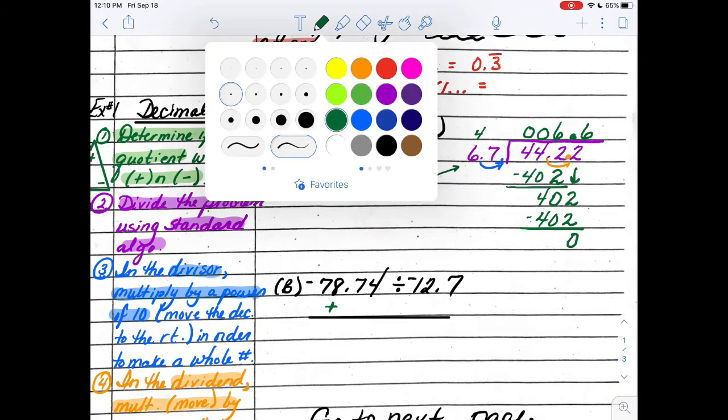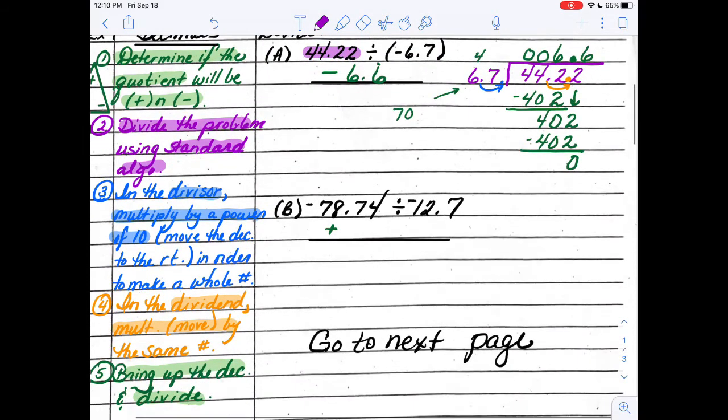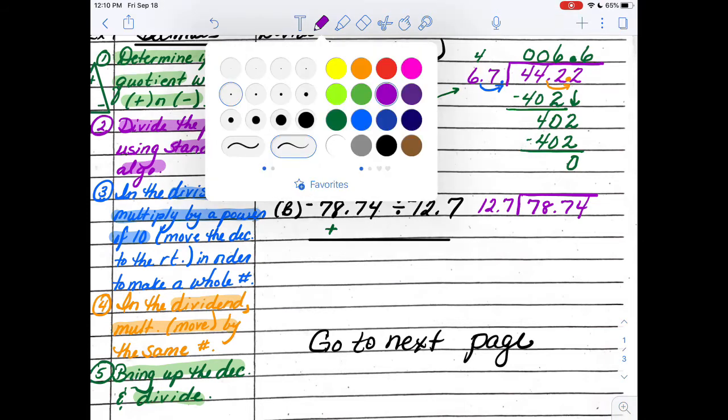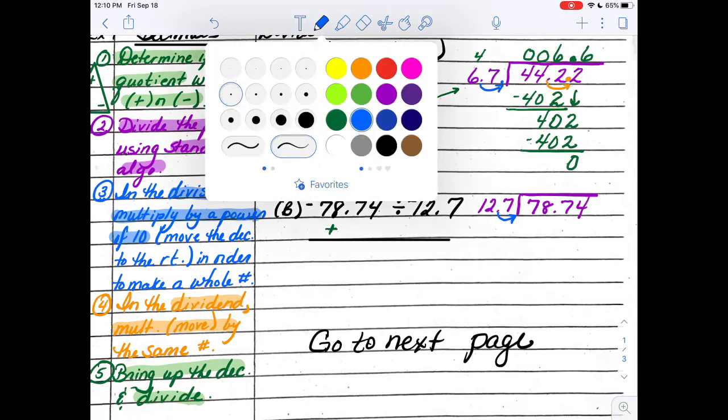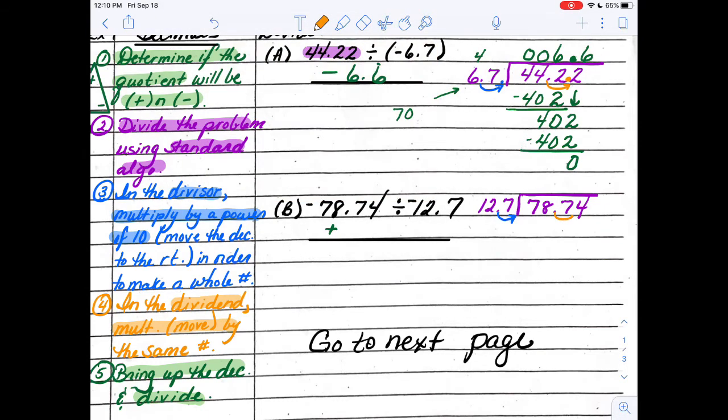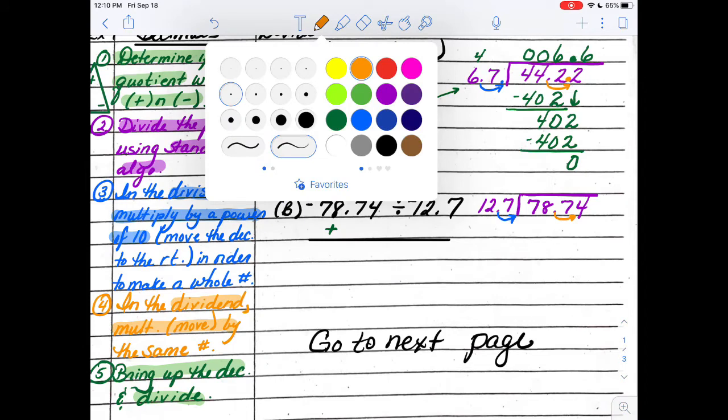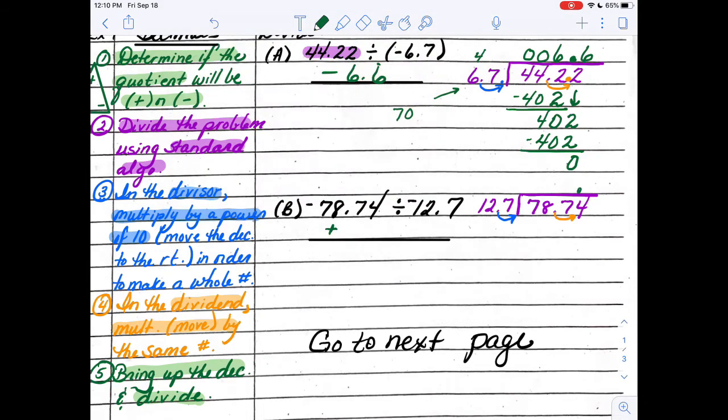Now let's go ahead and look at this next one. Same thing. I have to put my division box. My dividend, 78.74, goes on the inside. That 12.7 goes on the outside. And yes, I can't have that decimal, so I'm going to move it over one place by multiplying by 10, which means I'm going to multiply by 10 on the inside. Now let's bring that decimal straight up, and let's do some dividing.